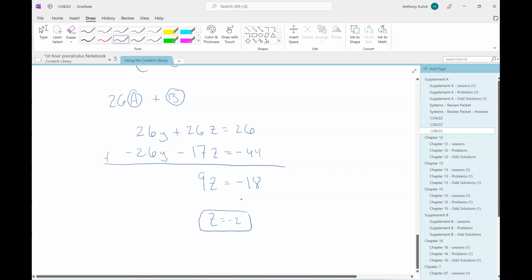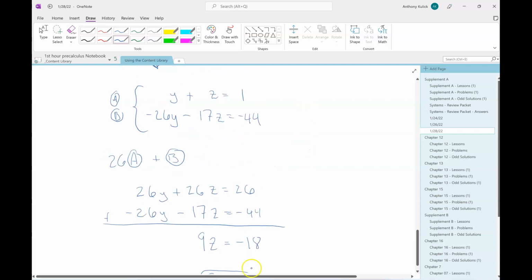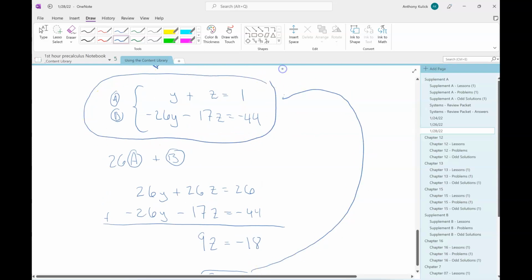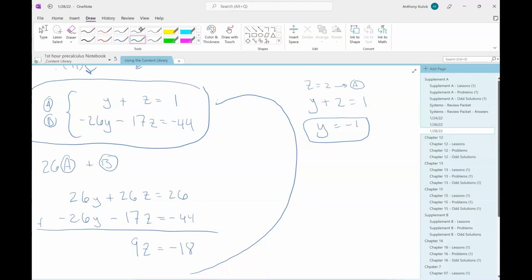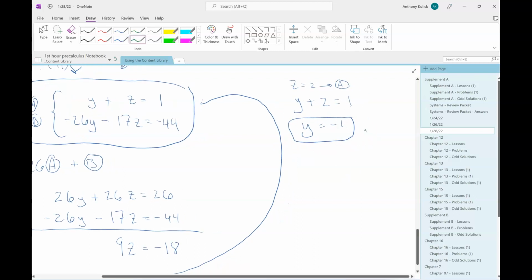And once we have this, we substitute it back into one of these two variable equations. It doesn't matter which one. I would pick equation A. That gives me y is negative 1.